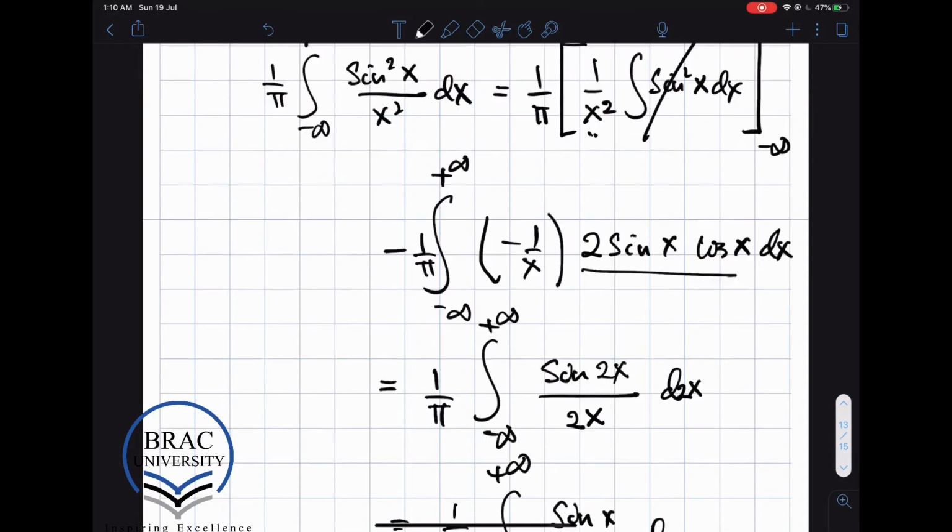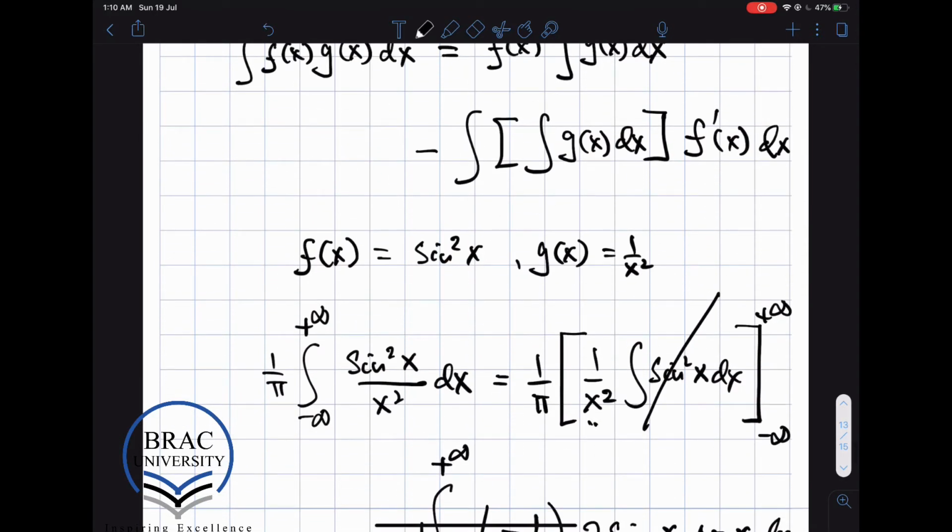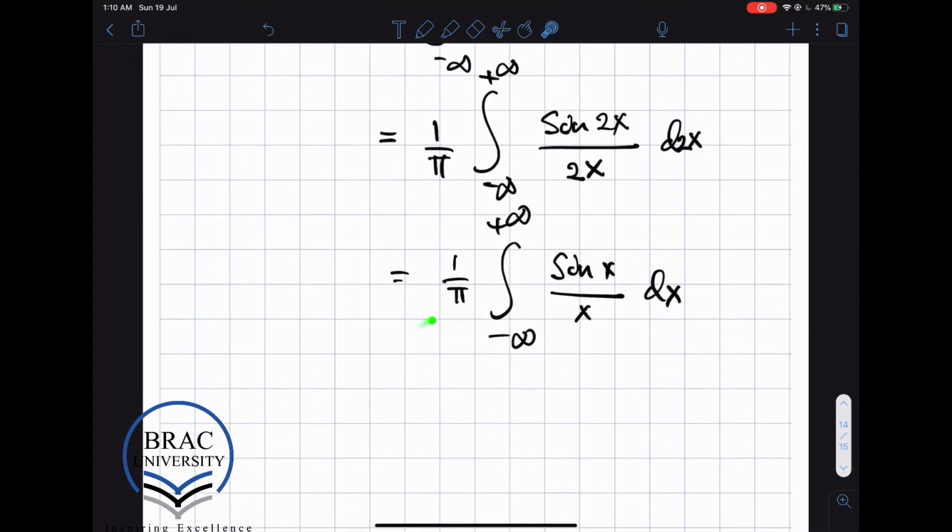It's like magic. We had squares here, and somehow we got rid of the squares. And so we still haven't done our integral. We just wrote it in a form that is going to be more convenient. And so what we want to show is this: that this thing, sine of x over x dx, is going to be pi. How do we do this?